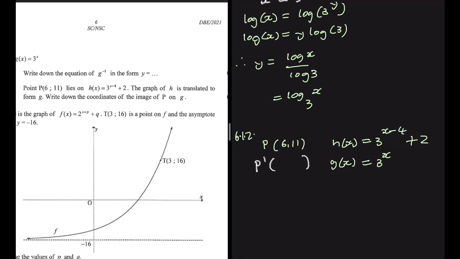So let's start with this part here. On h of x, we have plus 2. But then on g of x, we don't have plus 2, right? So to move from h of x to g of x, you need to minus 2 from h of x, from the y values. So since we have 11 here, if we subtract 2, we're going to end up with 9, right? So we know that the y value we have here is actually 9, right?